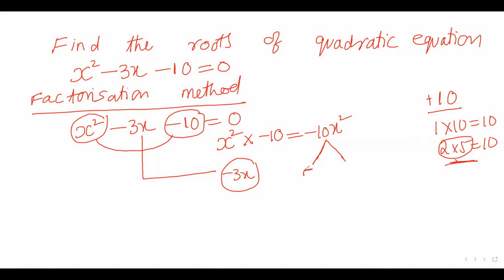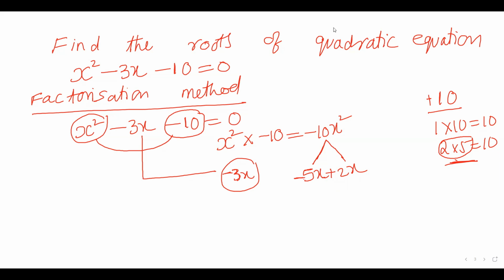I can write minus 5x and plus 2x. When I subtract, I am getting minus 3x. When I multiply, I am getting 5 2s are 10, plus into minus minus, x into x square, minus 10x square I am getting.